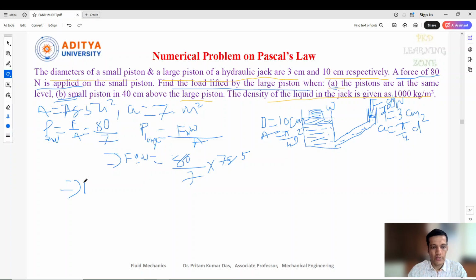So how much load is going to be lifted here? 897, near about this amount is coming. I have taken approximately 890, you can consider this one. Okay, now this is one condition.